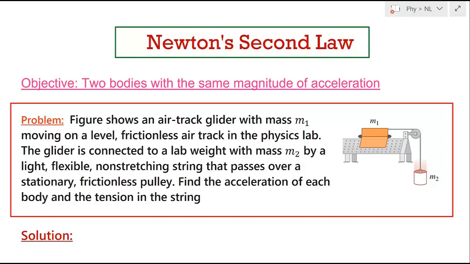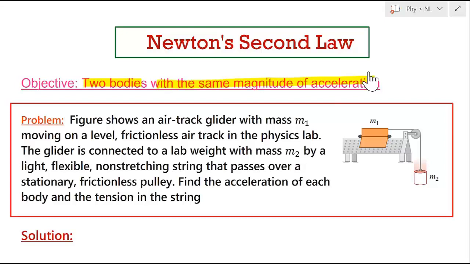But now in this video we will discuss a system that contains two objects, but these two objects do not have the same acceleration. That is, they can have different directions or different magnitudes, or both direction as well as magnitude can be different. For this problem, we will consider a case where the magnitude of acceleration of the two objects is the same, but the directions are different. So the objective of this session is to learn how to solve two bodies with the same magnitude of acceleration using Newton's second law. And we will illustrate this using a problem.